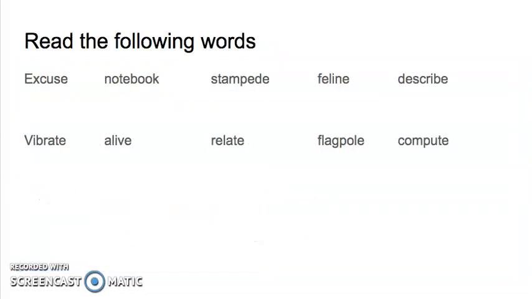Okay, so now we're just going to read the following words. Excuse, because that E makes the U say its name. Notebook. Our consonant, vowel, consonant, E is right here in the beginning in the word note, and the E will make the O say its name. Usually we'll find our pattern at the end of a word, and technically note is a full word, so we still have that consonant, vowel, consonant, E.